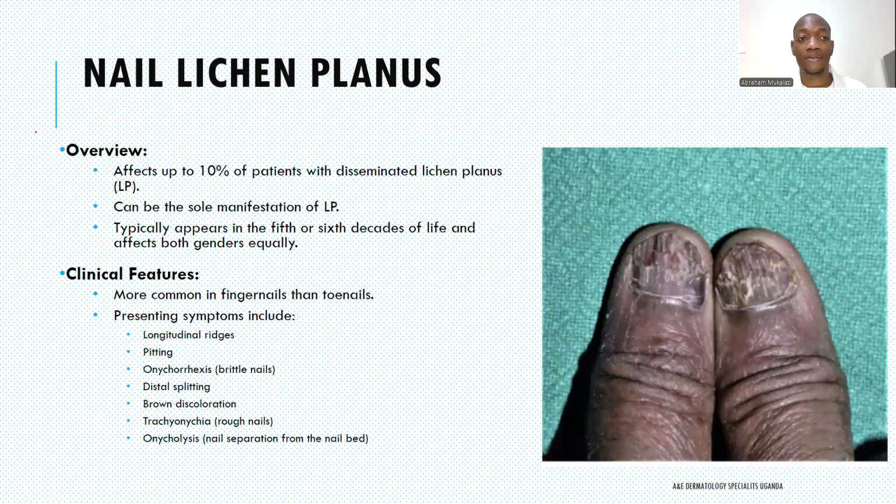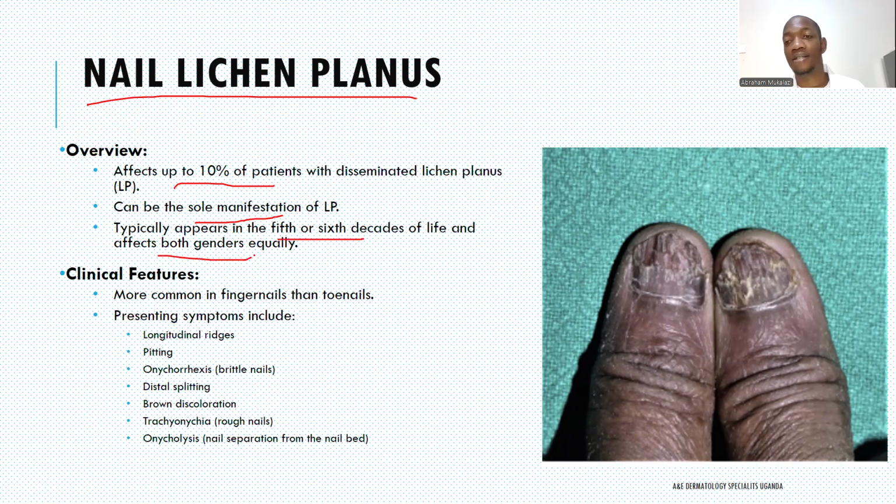Then lichen planus also involves the nails. In this case, it will affect up to 10% of patients with disseminated lichen planus and can be the sole manifestation of lichen planus. Oftentimes seen in the 5th and 6th decades of life, and it affects both genders equally. So the features that you usually see, you can see longitudinal ridges.